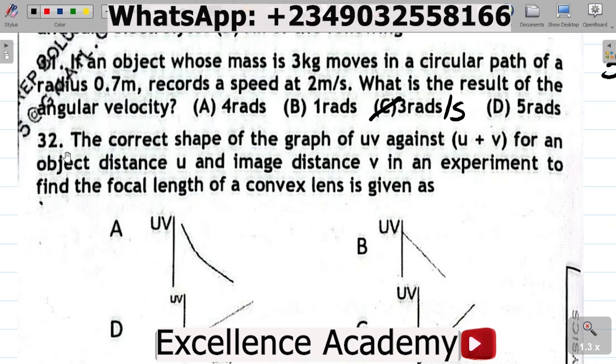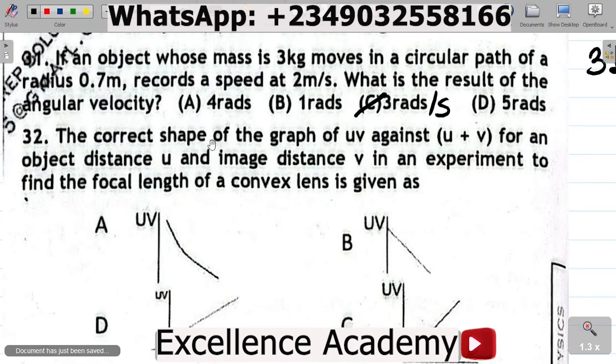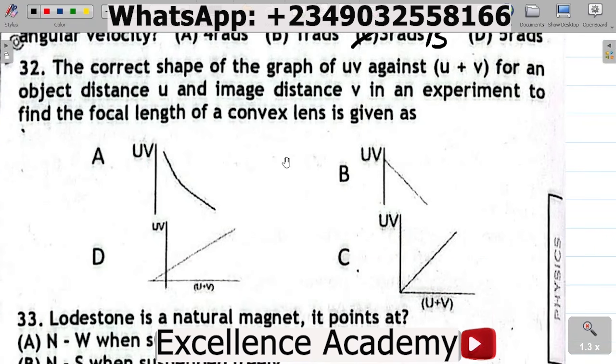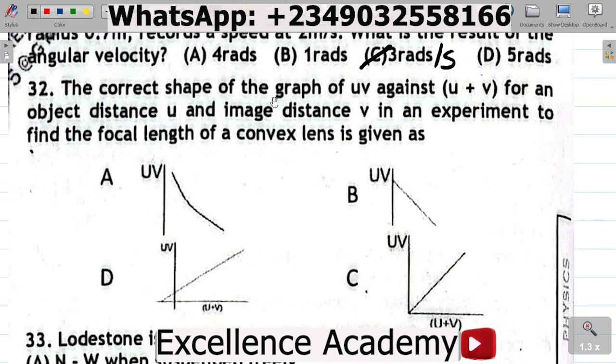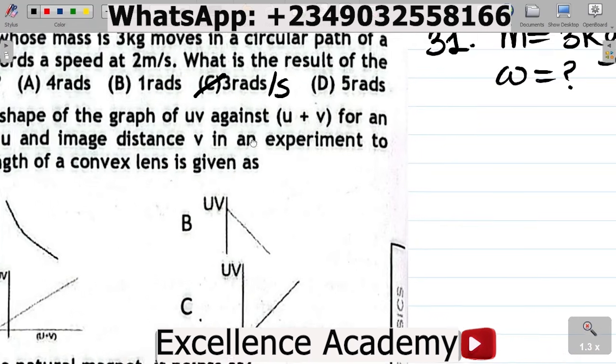All right. Question 32. The correct shape of the graph of UV against (U plus V) for an object distance U and image distance V in an experiment to find the focal length of a convex lens is given as. So you have options A, B, C, and D. Which of these is correct? Now, they talk about focal length, and we want to recall that the formula that connects U, V, and F, focal length, is the mirror formula.